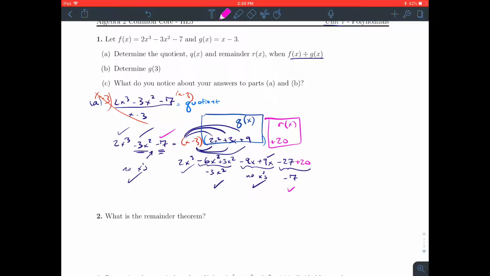All right, let's see about parts B and C. So for part B, it asks us to find g of 3. This was a typo that hopefully I fixed in your problem set. It should have said f of 3 here.